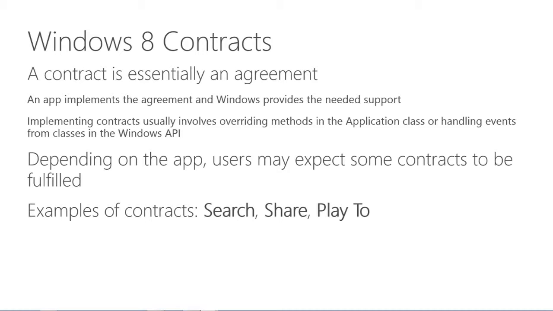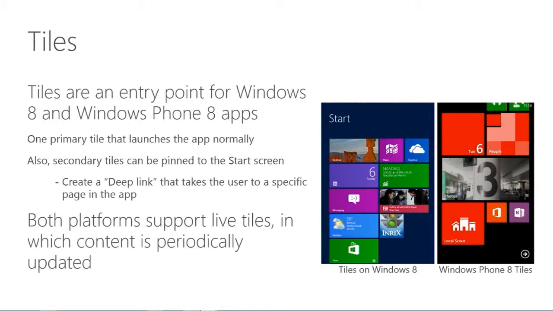Depending on the app, the user may actually expect some of those contracts to be there. So certainly I would encourage you wherever possible to take advantage of the contract. It just makes your app feel more like a native Windows 8 app. The typical ones, search and share, are the two that you should be looking at, absolutely. Settings is another one, Play To is another one, and so on.